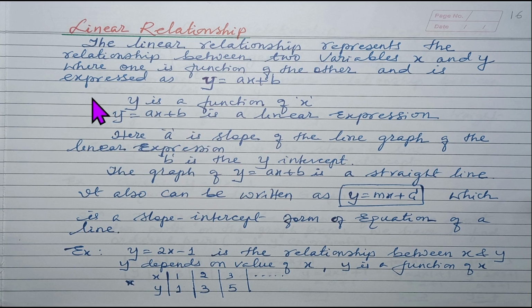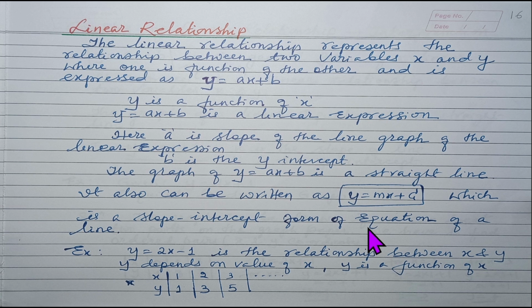So when I draw a graph of this equation, I get a straight line graph, and the straight line has a slope, and a represents the slope of the graph of the linear expression y is equal to ax plus b. B is a constant here. It is the y-intercept. We'll understand it more clearly when we learn about the graphs. The graph of y is equal to ax plus b is a straight line, a is the slope, b is the y-intercept. Now this same equation y is equal to ax plus b can also be written as y is equal to mx plus c, which is a very important equation, called the slope-intercept form of the equation of a line, which you will be learning later in your higher studies.